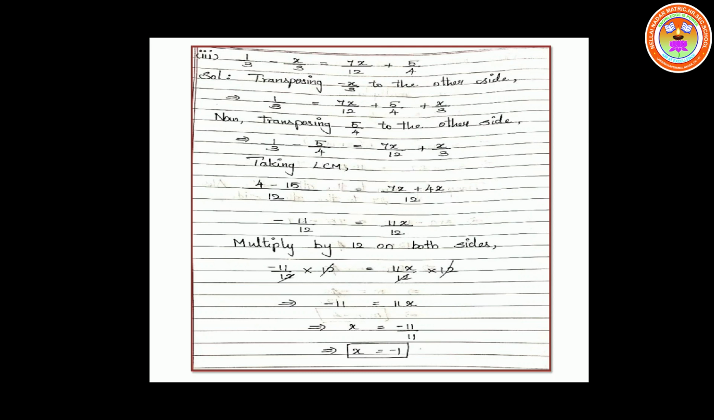Now subtracting 4 - 15, that becomes -11/12 in my left hand side. And in my right hand side, 7x + 4x, when I add it, becomes 11x/12. Now to remove that 12 in my denominator, I have to multiply by 12 in the numerator. So multiplying on both the sides by 12, it becomes -11 = 11x. Now keep the x as it is and transpose 11 to the other side, so that it becomes -11/11. So 11 and 11 one time. So balance we have the minus symbol, so -1. That is the value of x.